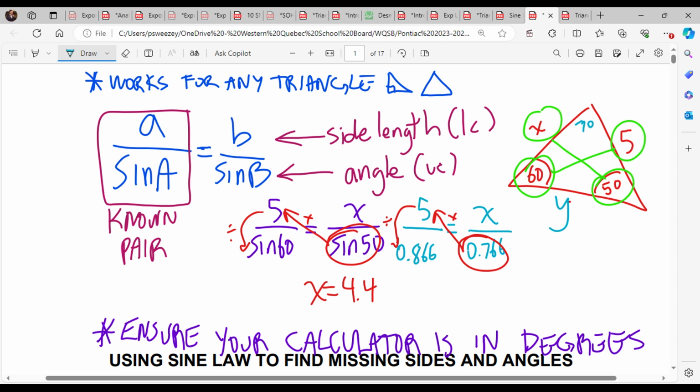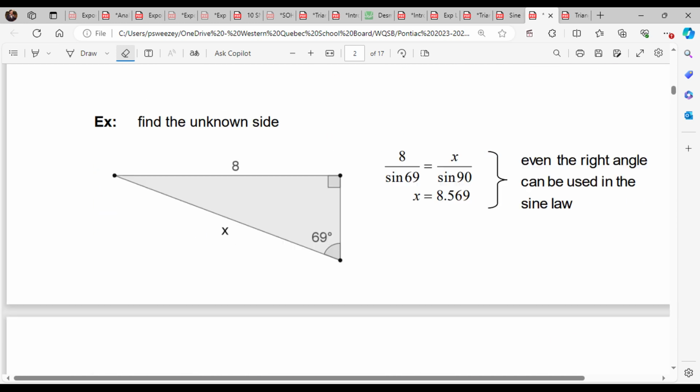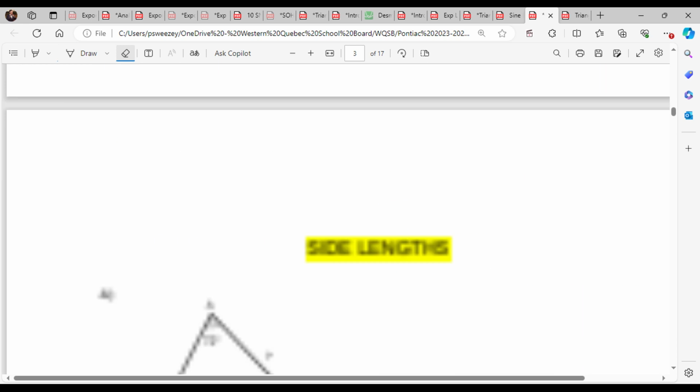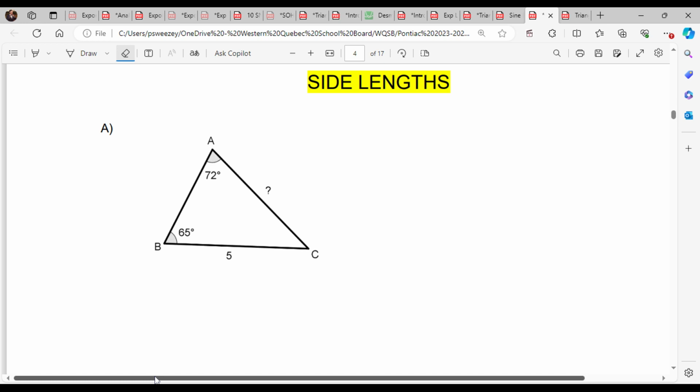But for now, that is just a basic intro. What I'll have you try and do on your own is skip past all of these guys here. These are great examples that you can take a look at if you want. Just try this first guy right here. So just do one of them. You're looking for length A to C using sine law.